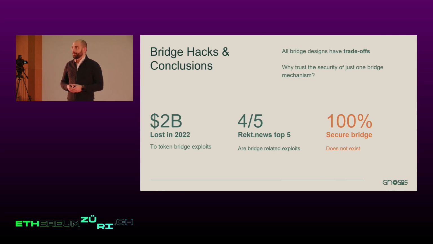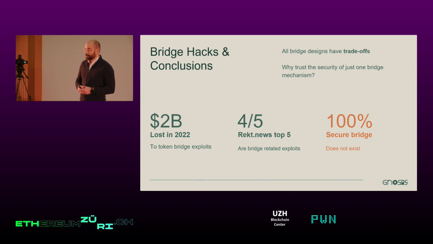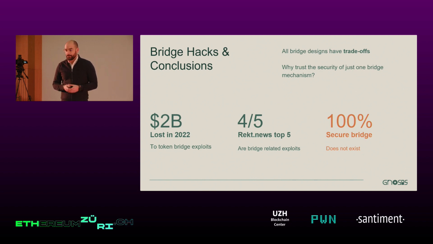Essentially, bridge hacks have been quite a lot. Only in 2022, there were 2 billion, and out of the top 5 worst hacks ever, four of them have affected bridges, and not a particular type of bridge, but many different kinds of security mechanisms. So for one thing, we can be sure that a 100% secure bridge does not exist. All of them have trade-offs.